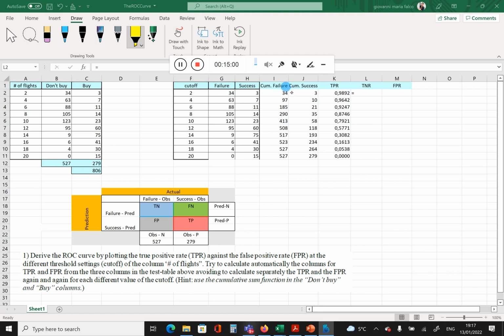Okay, it's better. Again, I made the same mistake. I have to look at this column. All other people will be false positives because they are predicted to buy, but actually they don't buy. So in this column, I take 34 and divide it by the total number of people who are not buying, which is 527, and this must be constant everywhere.